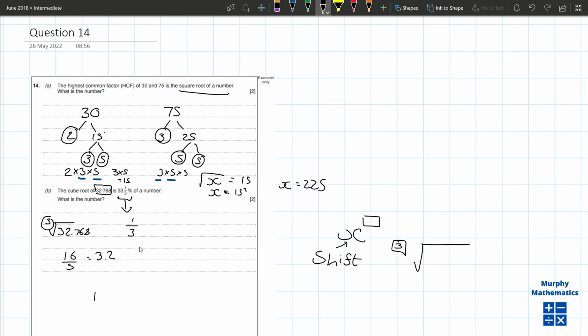3.2 is 1/3 of a number. So what I'm going to do is times this by 3/1. So 3.2 times 3/1, that will give me 9.6. And 3/1 is the reciprocal of a third, so I could also have just done 3.2 times 3, which equals 9.6.